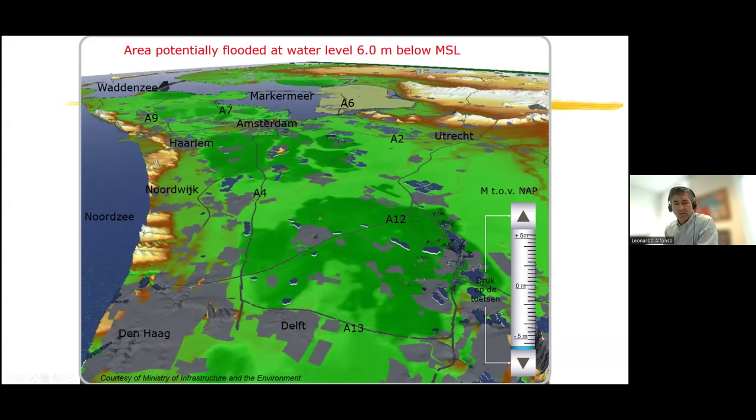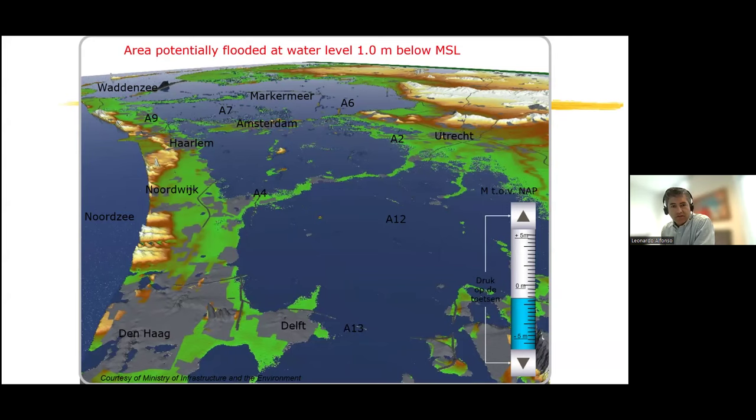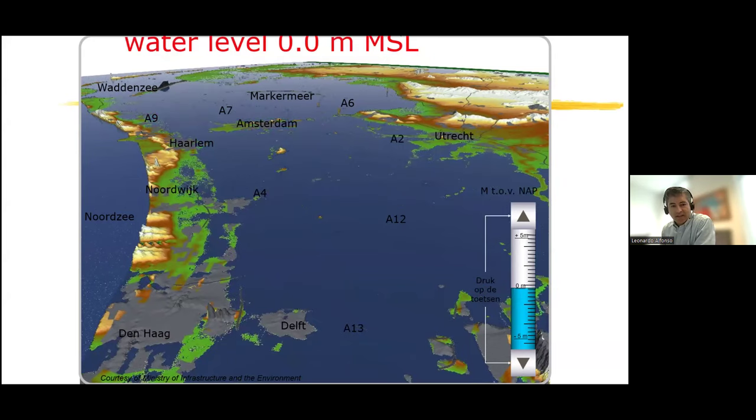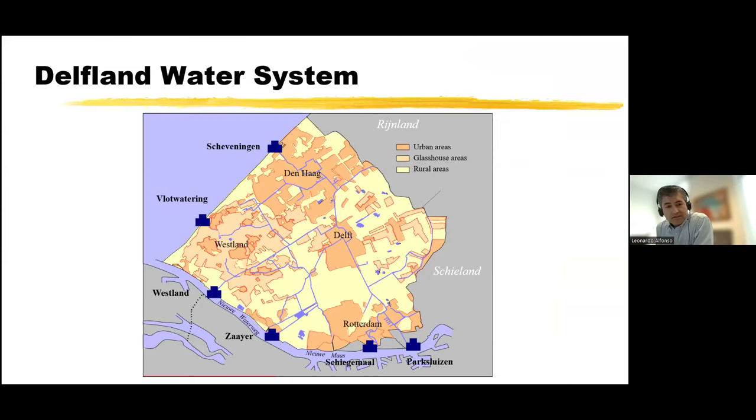So basically, this is what is happening now. However, if the water is 2 meters below sea level, then the map will look like this. This is 1 meter below sea level. This is at sea level. You see Delft is now an island. And here is 1 meter above sea level. So you see, even if this happens, you will be safe in Delft because we will still have some island around. But the thing is, this is how the area works.